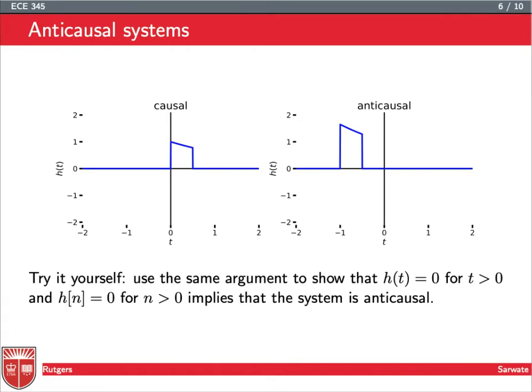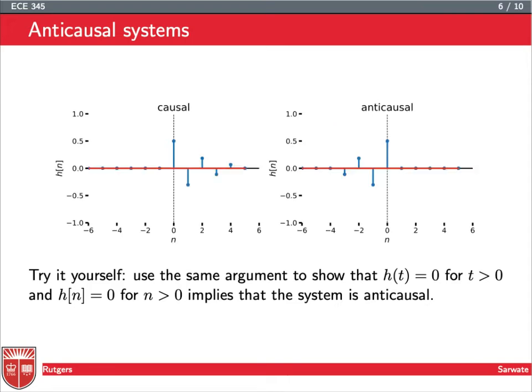Okay, what about anti-causal systems? Well, we get actually the exact reverse. If you have an anti-causal system, h of t has to be equal to 0 for t greater than 0, and h of n has to be 0 for n greater than 0. And these imply that the system is anti-causal. So this thing is causal because all this stuff is 0, and this thing is anti-causal because all this stuff is 0. So really you just plot h of t, and you look at it and say, where is it equal to 0? And then that'll tell you whether it's causal, anti-causal, or neither causal nor anti-causal.